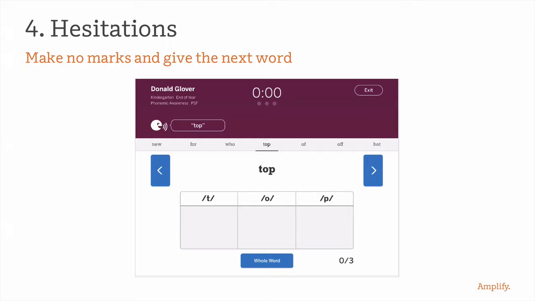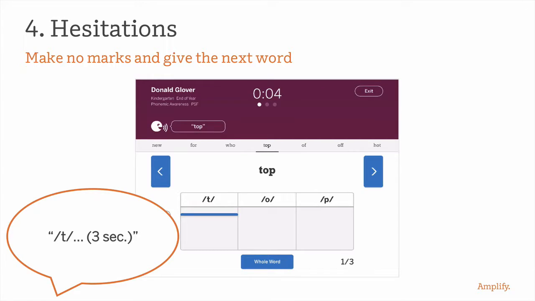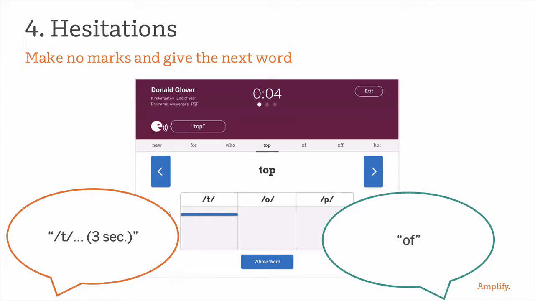Hesitations. If a student hesitates for 3 seconds, make no marks and give the next word. For example, if the word is top and the student says t and hesitates for 3 seconds, underline the first sound, leave the remaining phonemes in the word blank, and give the next word. M-Class awards credit for correctly segmenting 1 out of the 3 sounds.